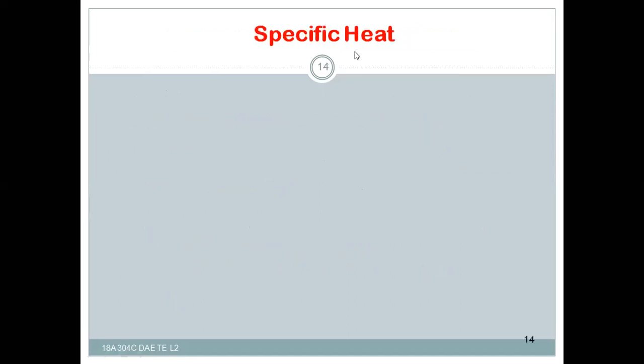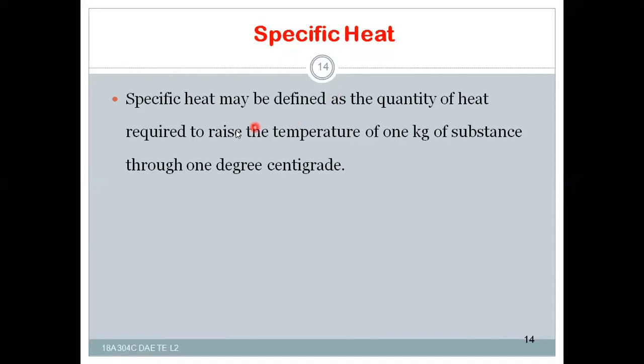Now the specific heat. Specific heat may be defined as the quantity of heat required to raise the temperature of 1 kg of substance through 1 degree centigrade.